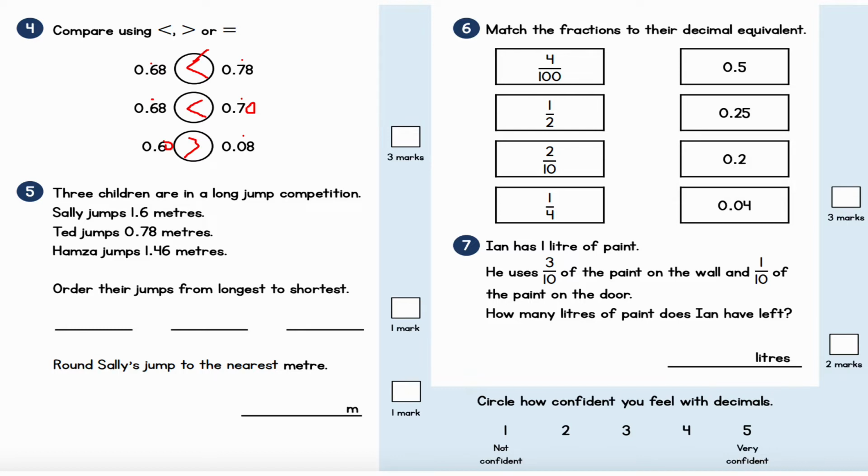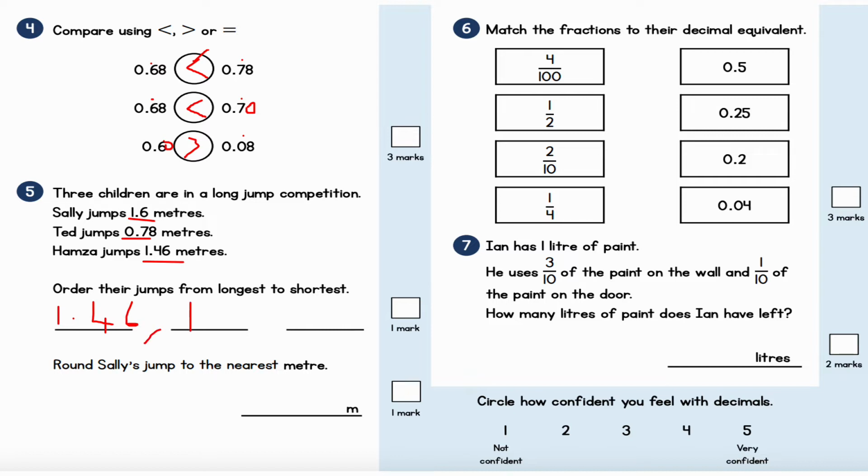This is question number 5. 3 children are in a long jump competition. Sally jumps 1.6 meters, Ted jumps 0.78 meters, and Hamza jumps 1.46. Order their jumps from longest to shortest. Well, it's 1.46, so Hamza is first.